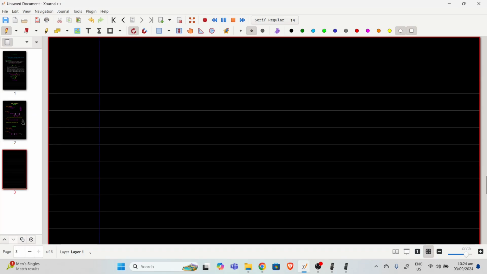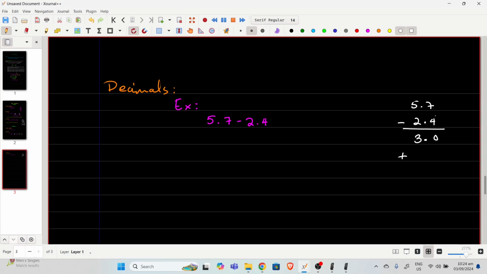Then we were looking at the decimals for it, and again, similar to the additions, all we're doing is we're lining it up. So if my example is 5.7 minus 2.4, we align the decimal point. So 5.7, 2.4, and we just do the subtraction. So 5 minus 2 is going to be 3, put the point here, and then 7 minus 4 is going to be 3.